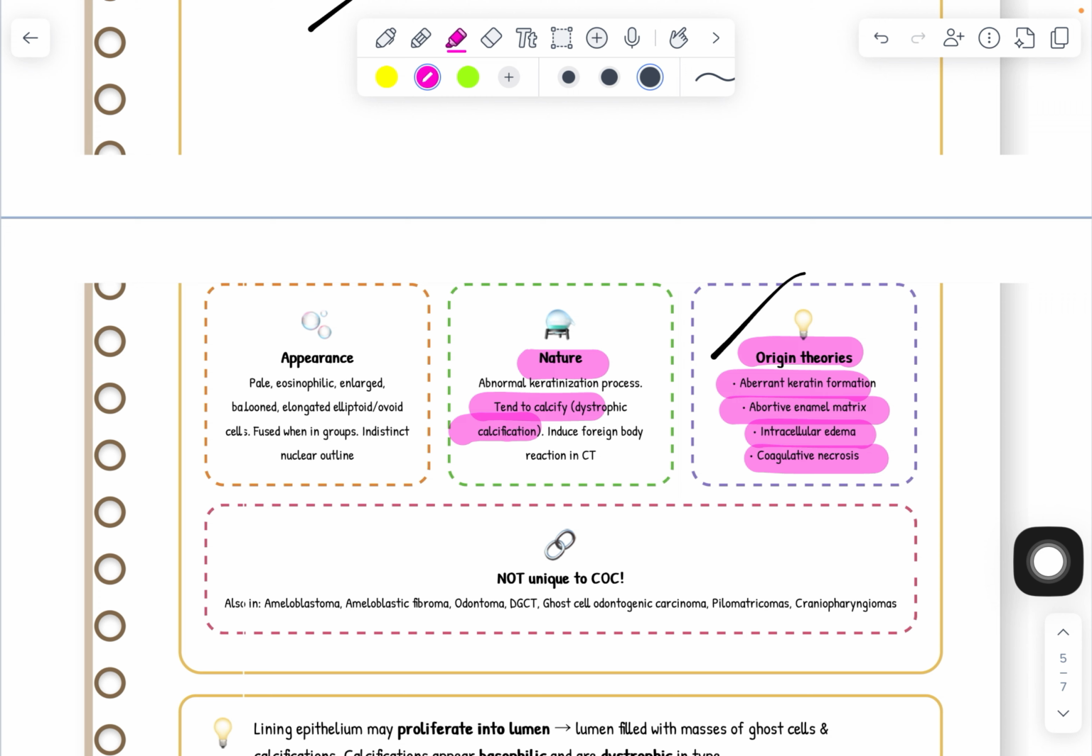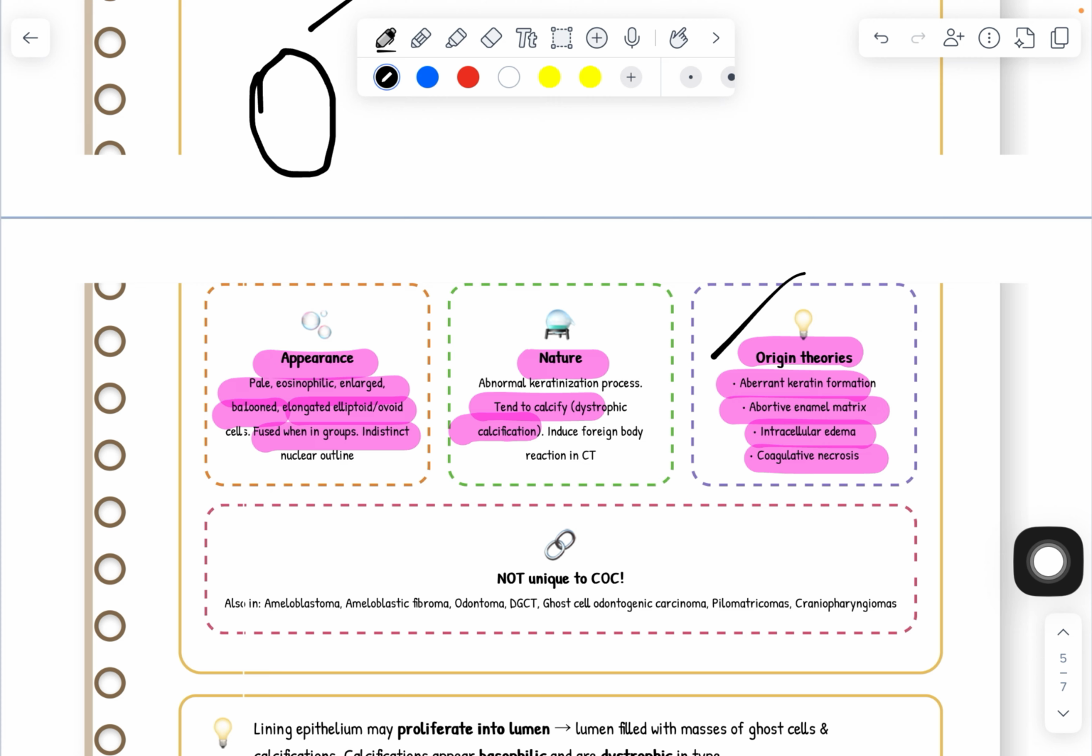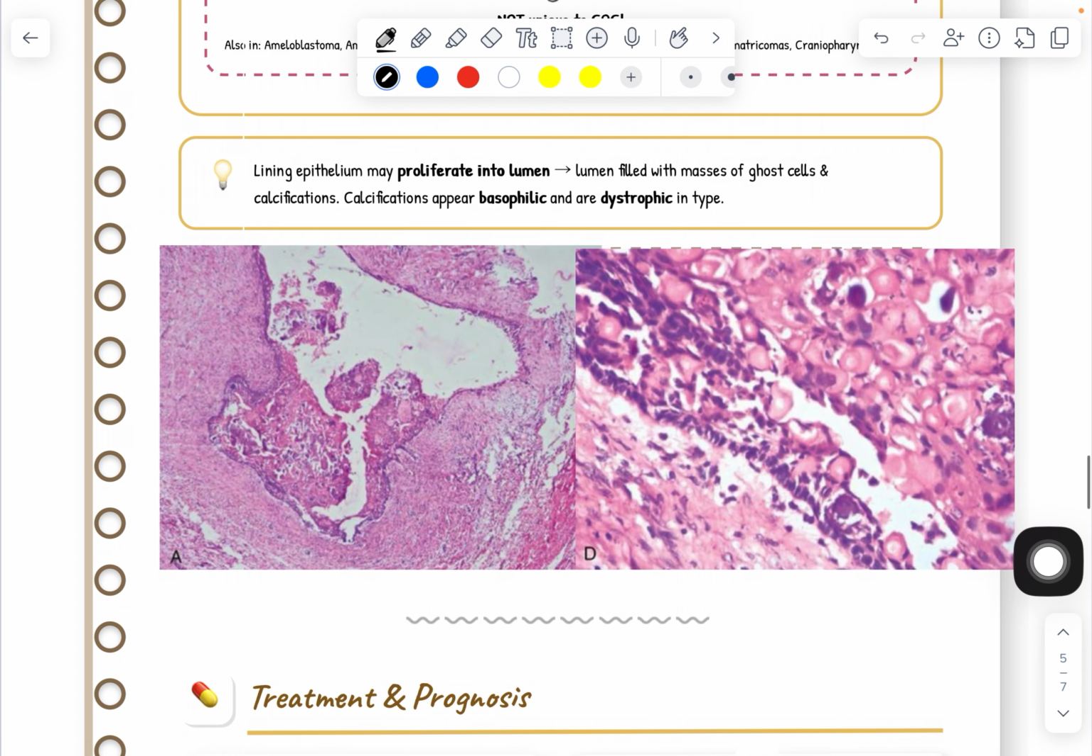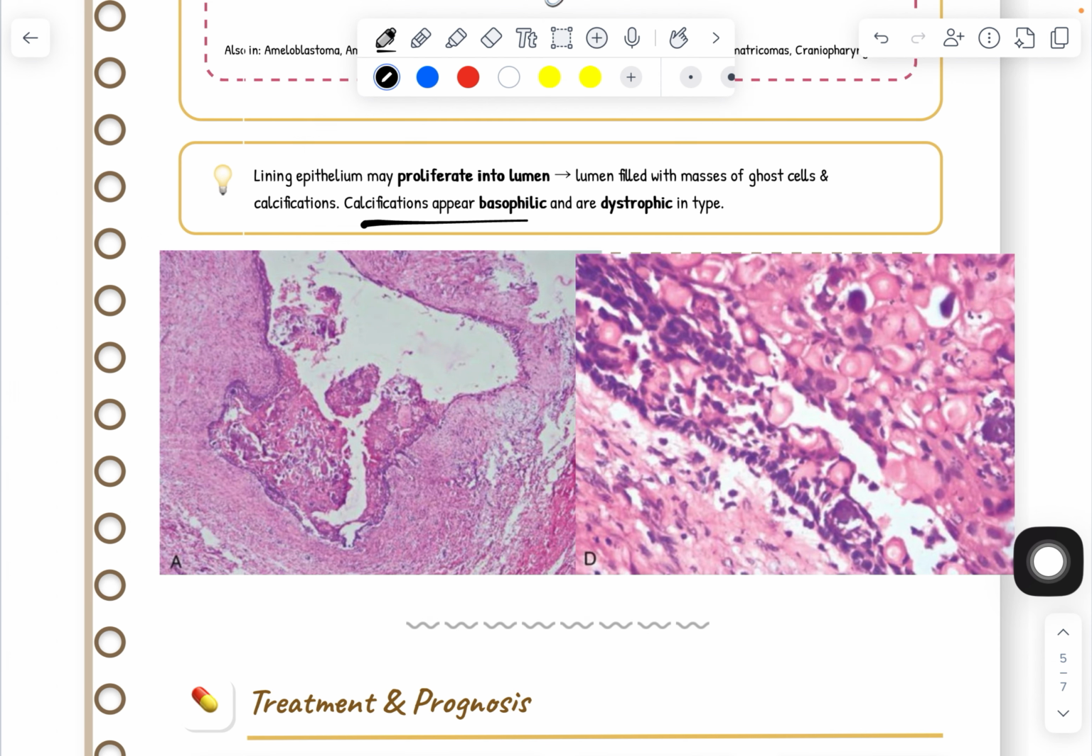Similarly, by nature, it basically tends to calcify. Calcification will occur in this. Appearance: pale, eosinophilic, ballooned, elongated, fused when in groups, indistinct nuclear outline. So what does it look like? It is pale, eosinophilic, enlarged and balloon shaped. Elongated, elliptical shape. In the lining epithelium, they proliferate into calcifications. So basically you can see here these are the ghost cells seen along with the calcifications.